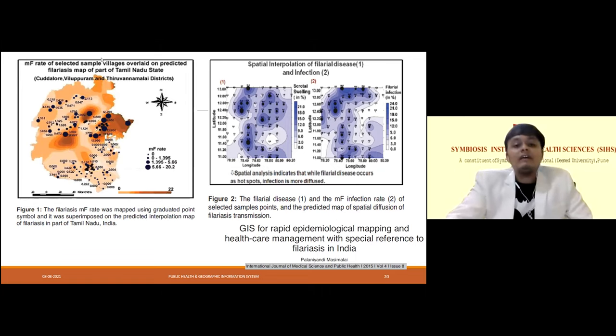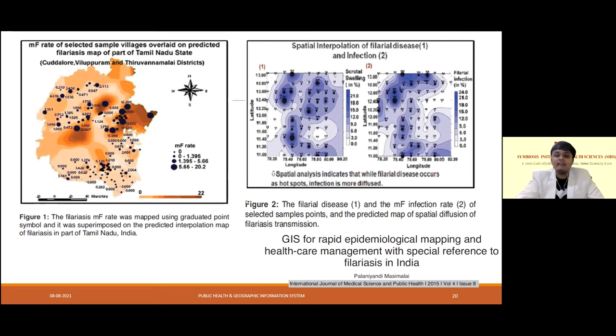Now with the help of this graduated point symbol, they have also formulated spatial interpolation for filarial disease and spatial interpolation for filarial infection. In the x-axis, they have placed longitude, and in the y-axis, they have put latitude. And as you can see, the darker the color, the darker the purple color, the more is the scrotal swelling which was seen in percentage. And in the second map, the darker the color, the more is the filarial infection rate.